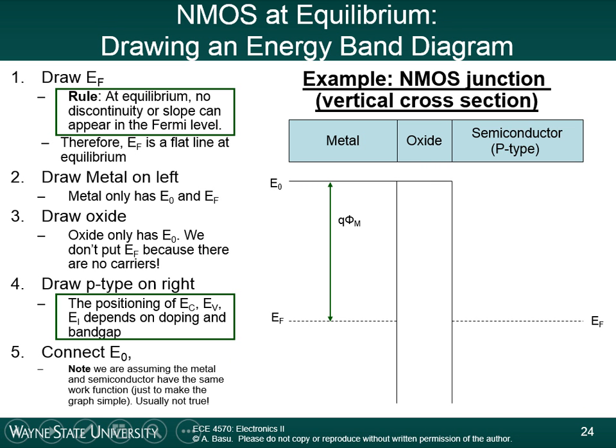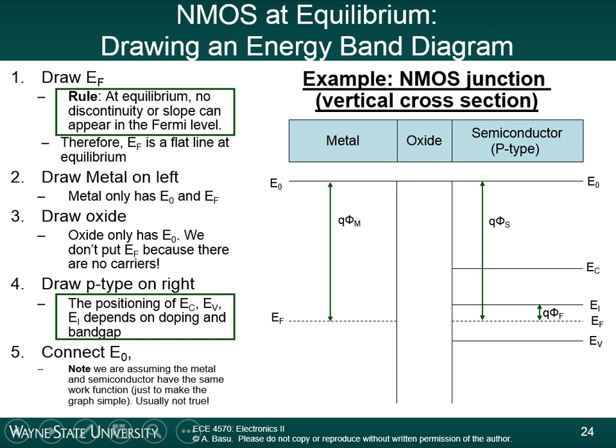Step 4, we draw the P-type semiconductor on the right. So this is for an NMOS device, right? For an NMOS device, the substrate is P-type. So we already know how to draw a P-type semiconductor. We position EC, EV, and then the intrinsic level EI, depending on the doping and the band gap. So the Fermi level is fixed. We draw these three bands around it. We also draw E0.